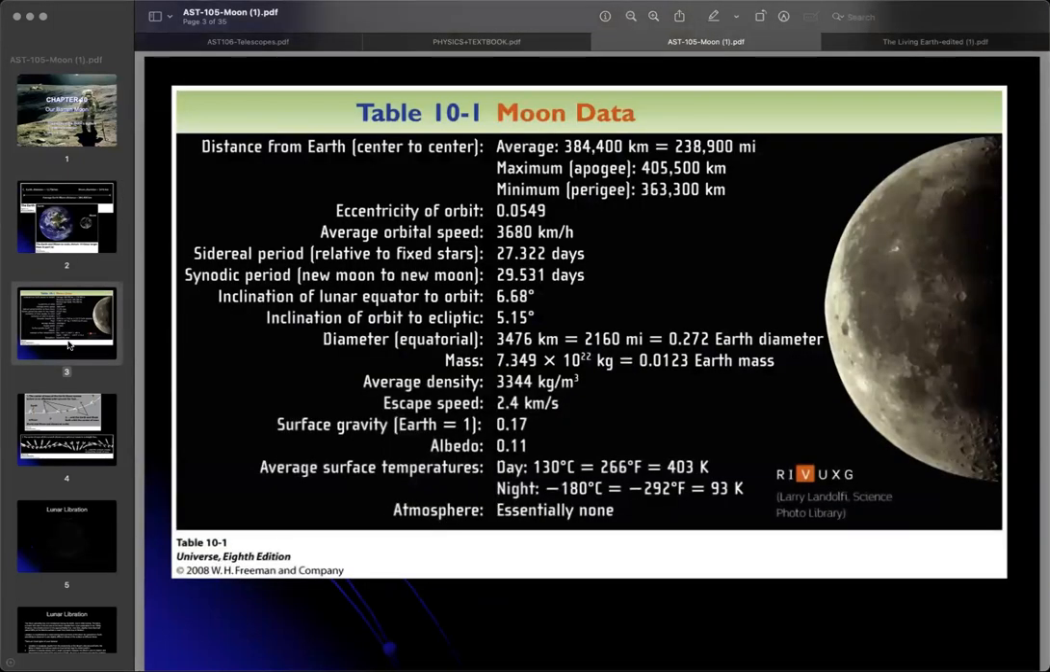Here are some properties of the moon. The average distance is 384,400 kilometers. The apogee, that is the maximum distance, is 405,500 kilometers, and the minimum distance, which is perigee, is 363,300 kilometers.